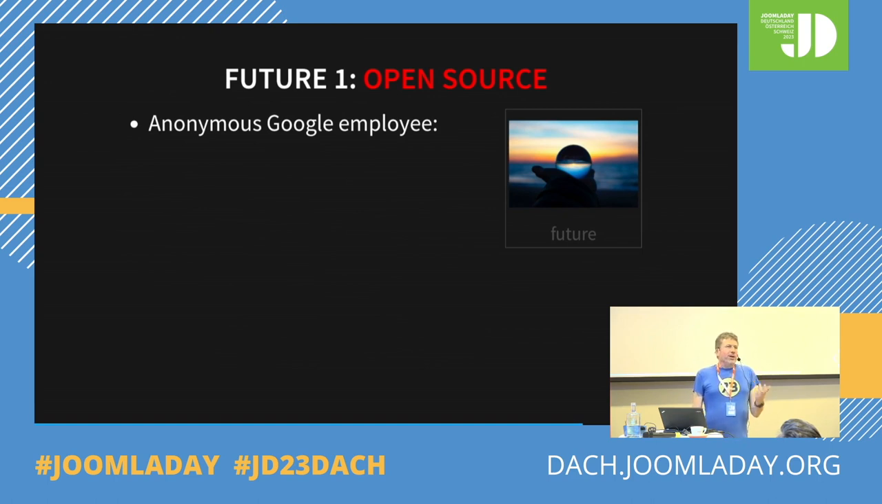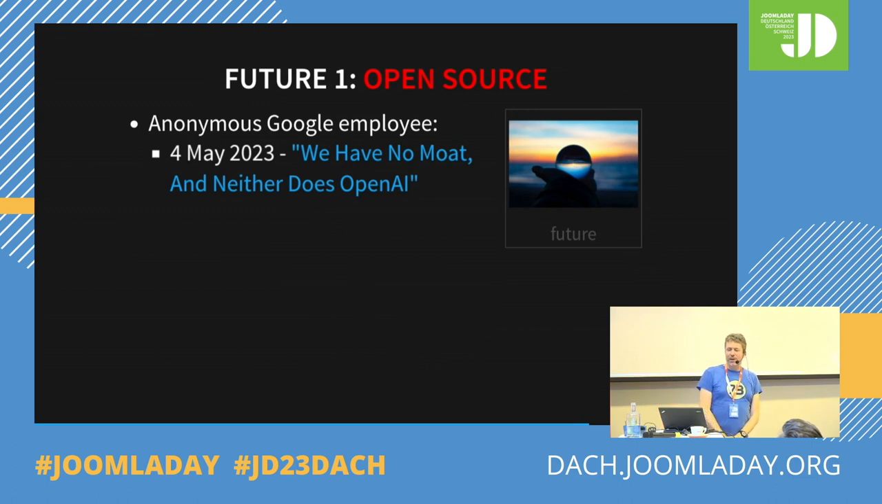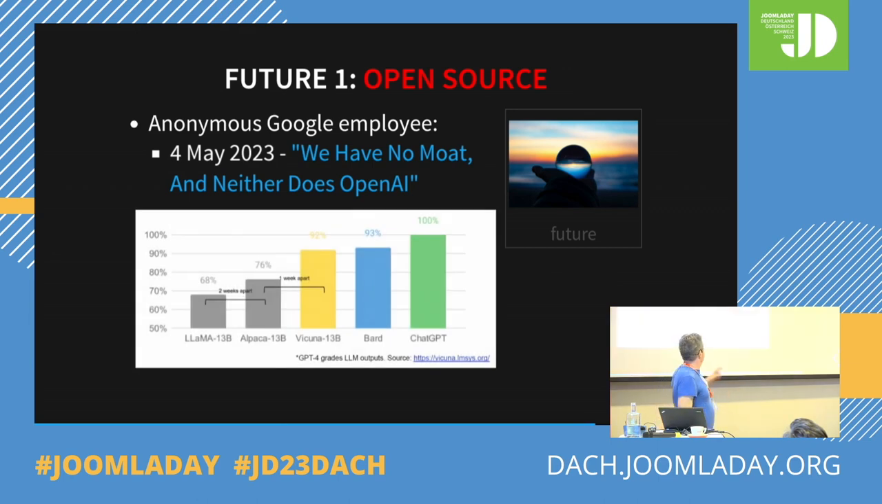So someone at Google, nobody knows who, said something: we have no moat, and neither does OpenAI. It means we don't have many advantages anymore because of all those language models. And this one was included. So what you can see is LLaMA had 70% of the correctness. ChatGPT is still the best, but you can see that just 1 week later they have already increased the model strength.